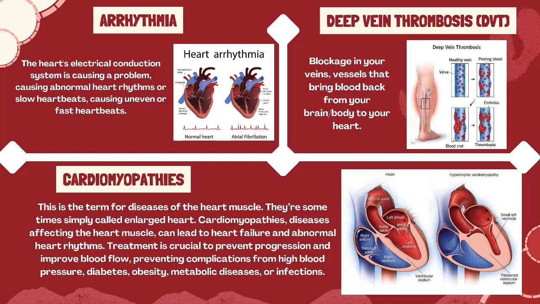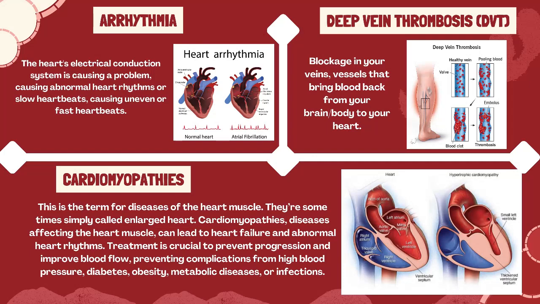Next, deep vein thrombosis, or the DVT. Deep vein thrombosis is a medical condition that occurs when a blood clot forms in a deep vein. These clots usually develop in a lower leg, thigh, or pelvis, but they can also occur in the arm. In simple words, deep vein thrombosis is a blockage in the veins that bring blood back from your body to your heart. And the last disease, cardiomyopathy.